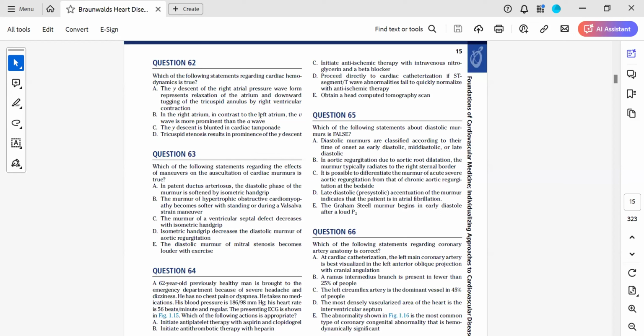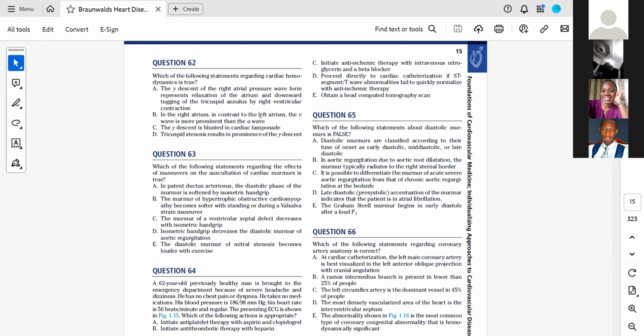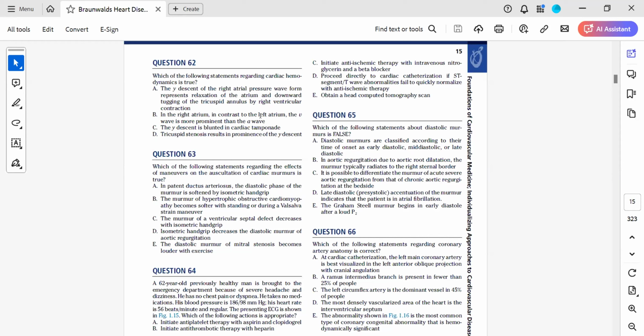Option E, the diastolic murmur of mitral stenosis becomes louder with exercise. Yes, I agree with this. Option E is correct. I'm looking at the code, and E is the correct answer, because with exercise there will be increased pumping of the leg muscles, increased venous return, and then an increase in the mid-diastolic rumble of the mitral stenosis murmur. So option E will be the correct answer, and all the others are false.